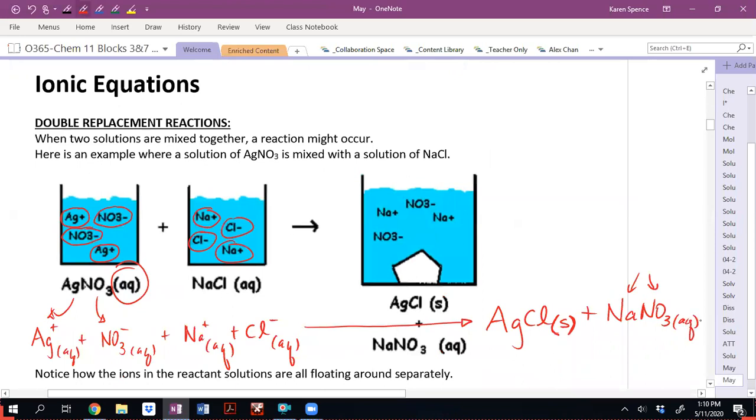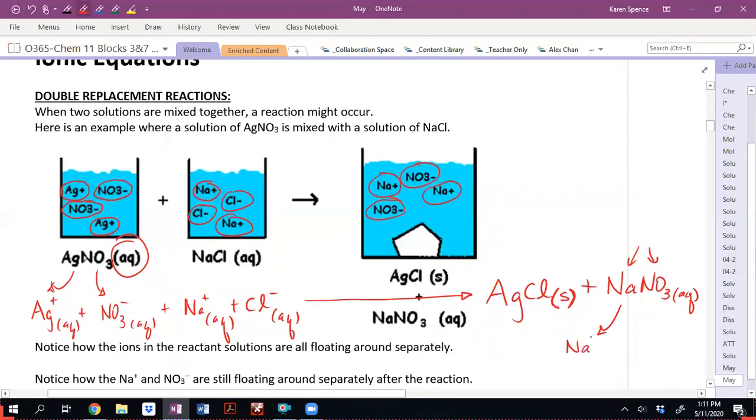Now, if the NaNO3 is aqueous, you can actually see that in our little picture here. The NaNO3, the ions are still dissolved. They're floating around, right? They are aqueous. And in fact, instead of writing NaNO3, I could write Na plus, floating around separately from the NO3 minus, okay?